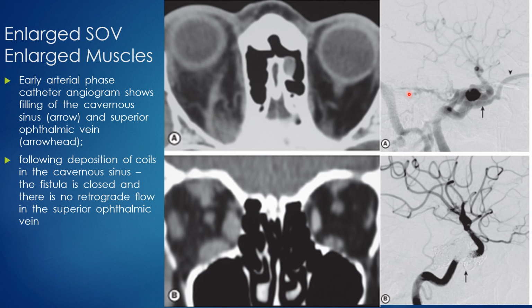You can see the superior ophthalmic vein enlargement with the enlarged muscles. Early arterial phase catheter angiogram shows filling of the cavernous sinus and superior ophthalmic vein. Following deposition of coils in the cavernous sinus, the fistula is closed and there is no retrograde flow in the superior ophthalmic vein.